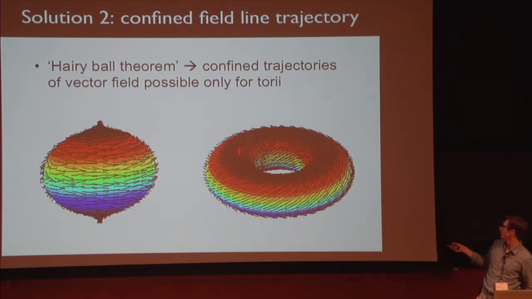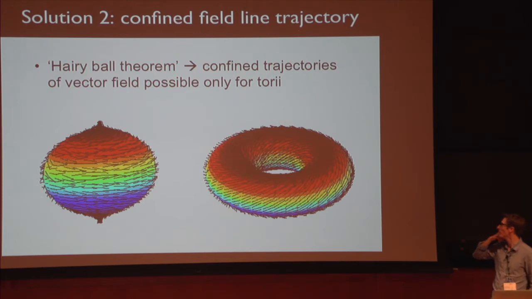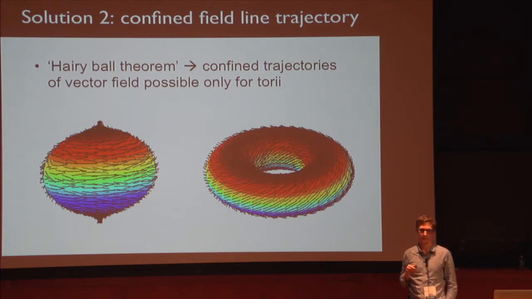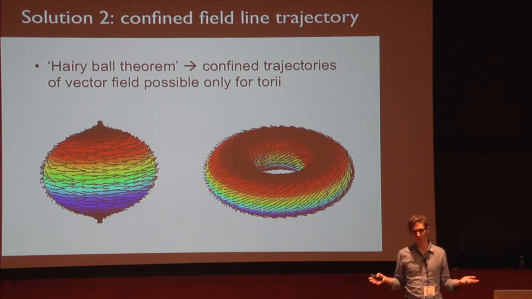And on the torus, on the other hand, you don't have any such problem of having these tufts. And so in the end, what we want to come up with are magnetic field geometries which in some way are confined within toroidal volumes. All right, so that's why the plasma that you saw earlier was a torus.